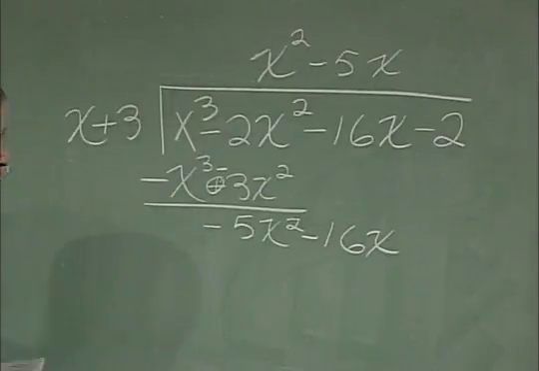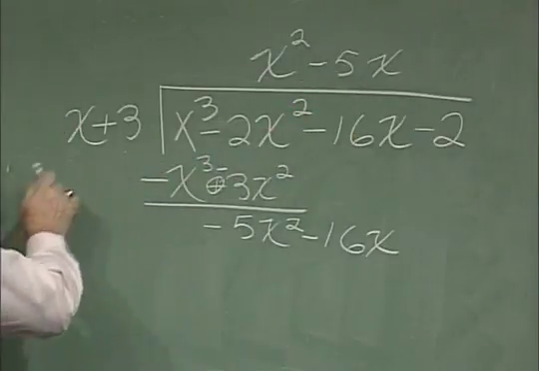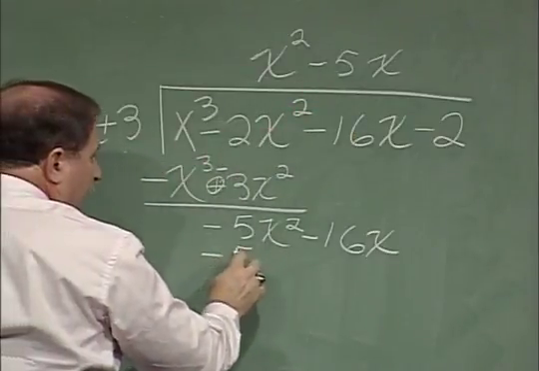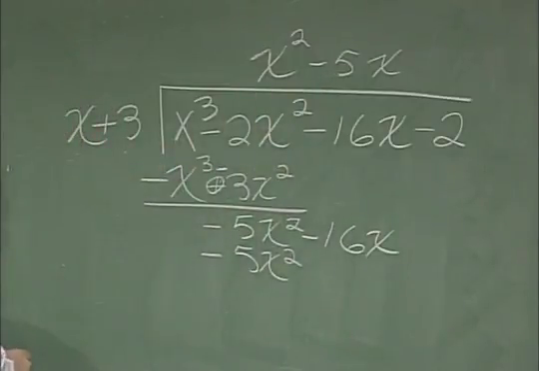Now, we're going to multiply negative 5x times x plus 3. Negative 5x times x is negative 5x squared. Negative 5x times 3 is negative 15x.